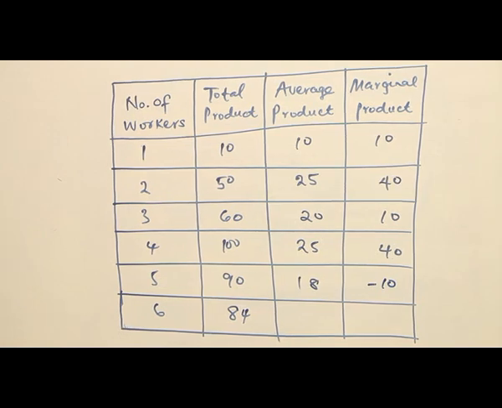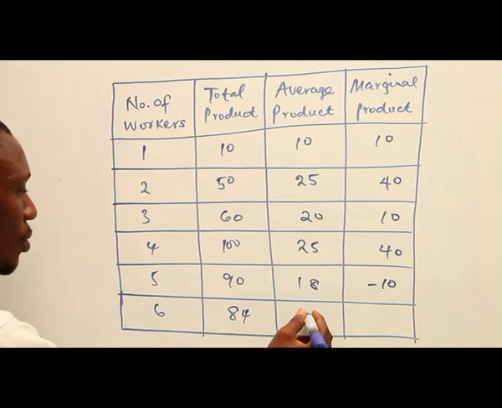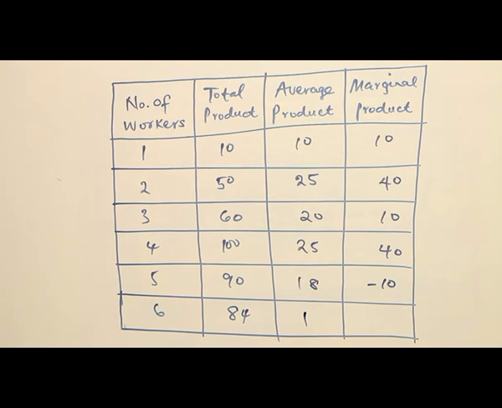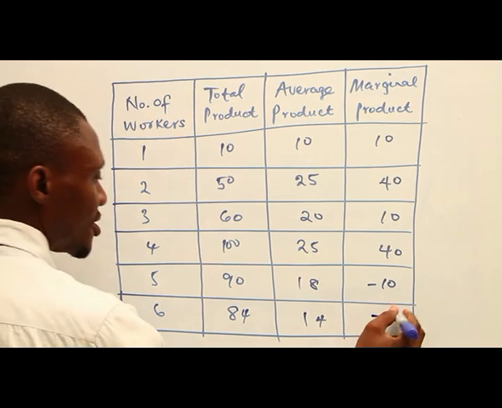Now, we further increase our variable input to 6 workers. When 6 workers are used, the total product happens to be 84. So it implies that there is a decrease in total product again. But what is going to be our average product first? That is 84 divided by 6, which gives 14. So what is the change between the 5th worker and the 6th worker? We have negative 6.